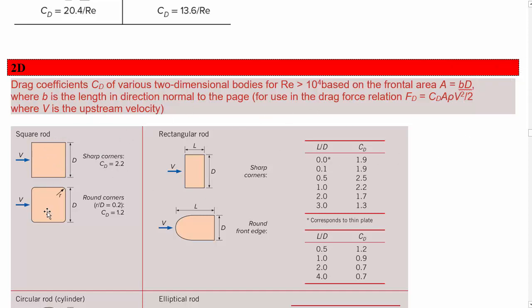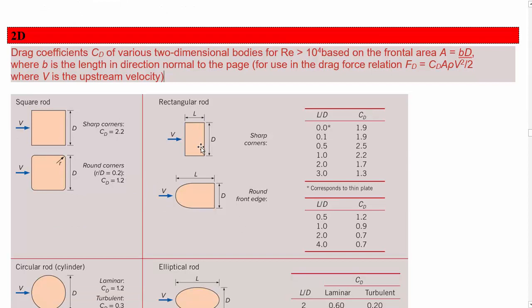So we've got square rods. Just rounding the corners changes the drag by almost a factor of 2. Then rectangular rods and rounded front edge rods. So if it's got sharp corners or rounded front edges, then we have some different kinds of drag coefficient. Just to check, the rectangular rod that's a square should be the one where L over D is equal to 1, and indeed we do get the same drag coefficient as we did in this case.